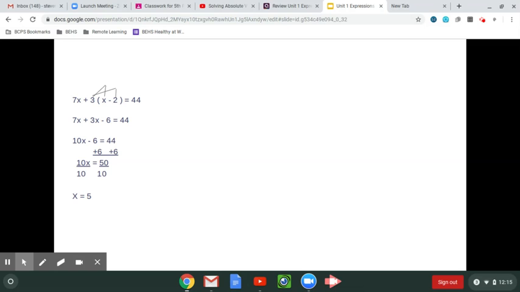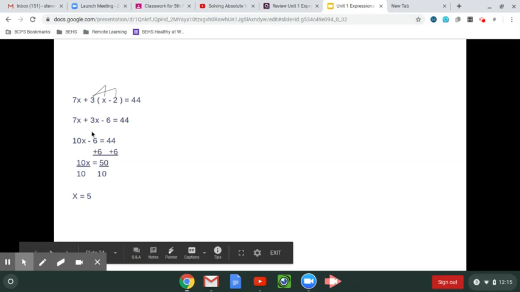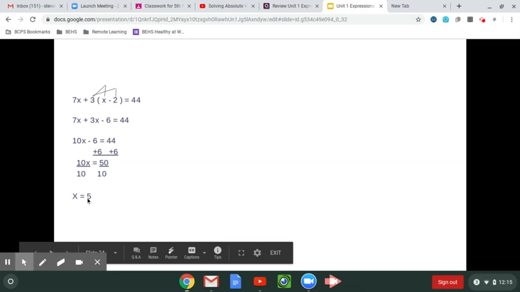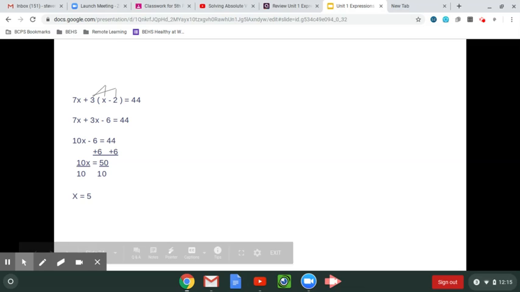If you notice, 3 times x would give me 3x, and 3 times negative 2 would give me negative 6. 7x plus 3x would give me 10x. I bring down the minus 6 and the 44. I'm going to add 6 to both sides and get 50. And then when I'm left with 10x equals 50, I'm going to divide each side by 10 and get 5. So I distributed. I combined like terms. I undid subtraction with addition. I undid multiplication with division. And I got my final answer of x equals 5.